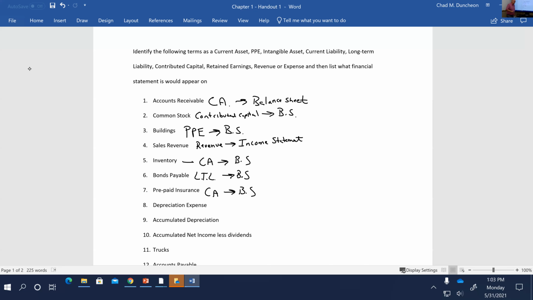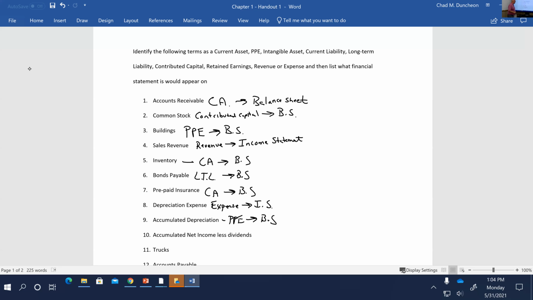Depreciation expense, it says it right there in the name. It is an expense. All revenues and expenses go on the income statement. And what is with that accumulated depreciation? It's just expensing off the cost of some PP&E. Remember, accumulated depreciation is linked to PP&E, found on the balance sheet.